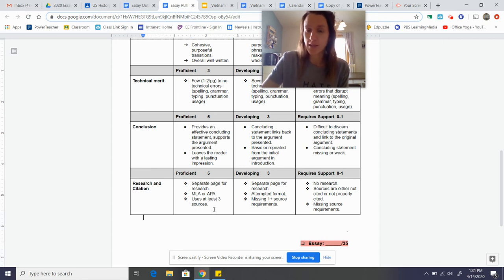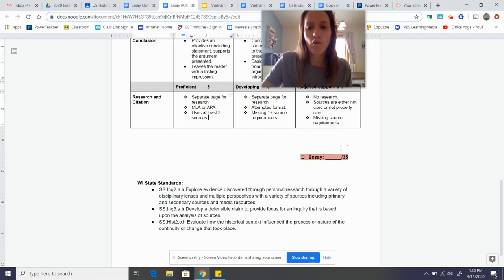Some people asked about doing interviews, which I think is a really cool idea. Some people asked about newspaper clippings that they had. That's awesome. So definitely use what you have available to you. Overall, this is worth 35 points. And then at the end here, I just posted the state standards that we're really looking at.